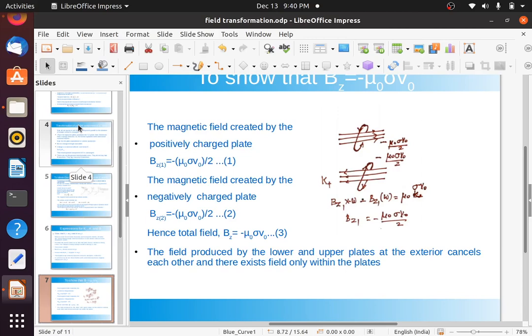So a minus sign should also arise there. So you will have Bz1 is equal to minus mu 0 sigma V0 by 2. So it is the quantity produced by the positive charge density. Similarly, you can show that the field produced by the upper plate at the lower part will be equal to Bz minus mu 0 sigma V0 by 2. So that the total field is equal to minus mu 0 sigma V0.